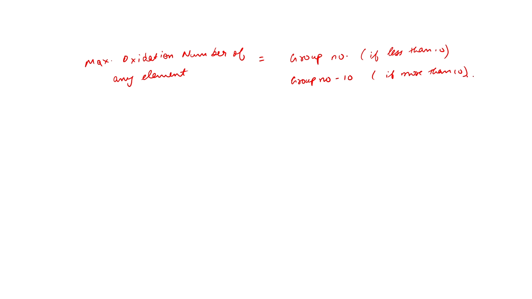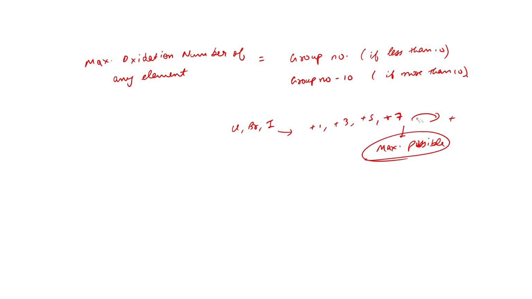For example, I have discussed chlorine, bromine and iodine, where the positive oxidation states can be +1, +3, +5, +7, but it can't go higher than +7, that is the maximum possible. Why is it so? Because it only has 7 electrons in its outermost shell, it cannot give more than that. That is why the maximum oxidation number for any element is its group number if less than 10, or group number minus 10 if more than 10, which we call group valency. So this is the maximum oxidation state possible for any element, according to its group.